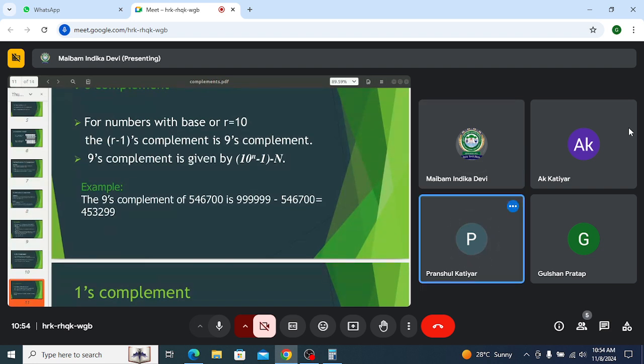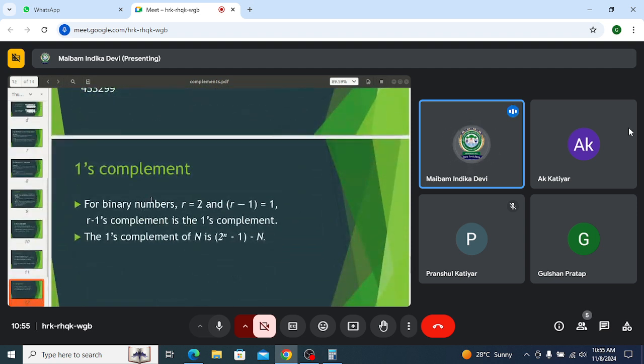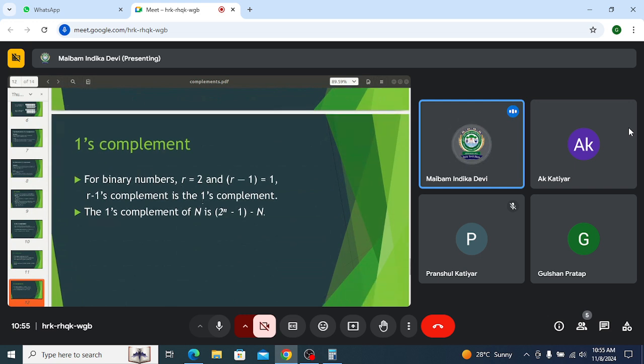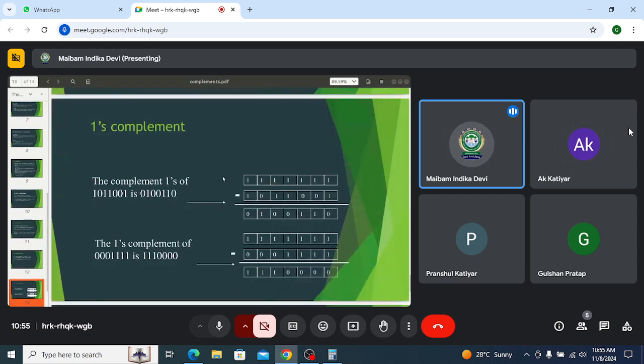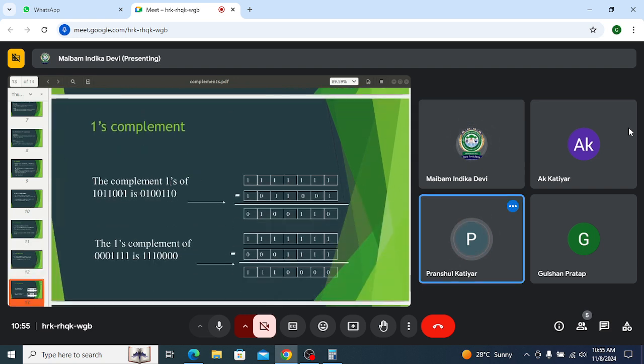Now if you want to find it for a binary number, R is equal to 2, so 2 minus 1 is 1, so it will be called the 1's complement. Clear? So R minus 1 is the 1's complement, and the formula is the same: 2 to the power n minus 1 minus N. Here n is the number of digits.